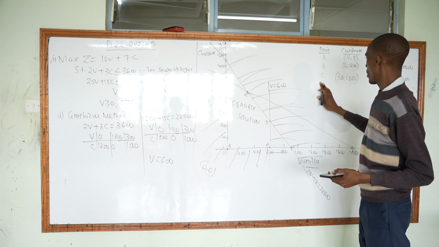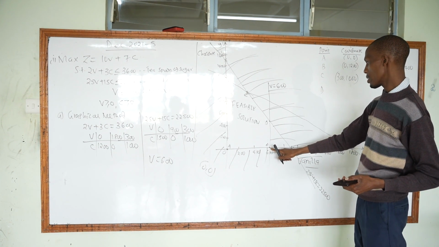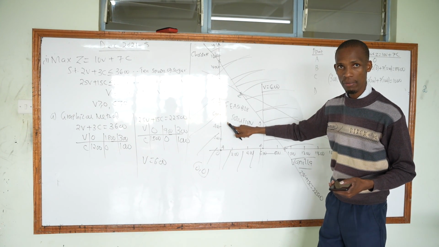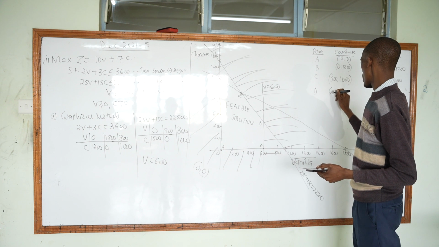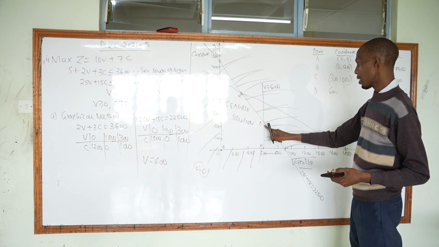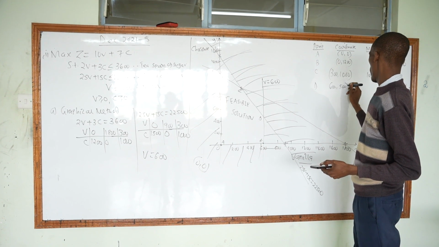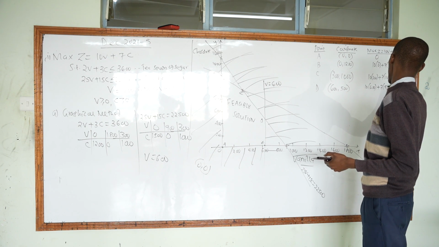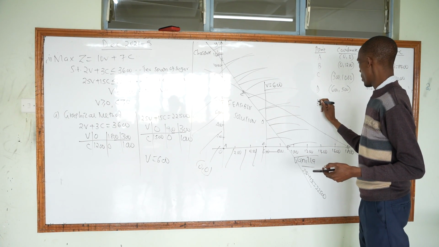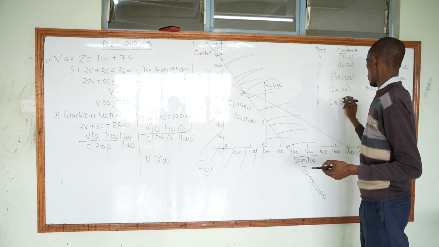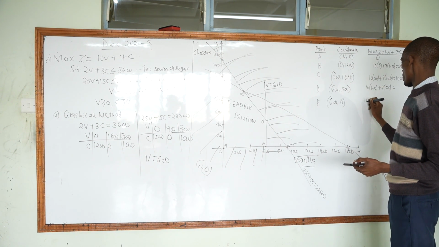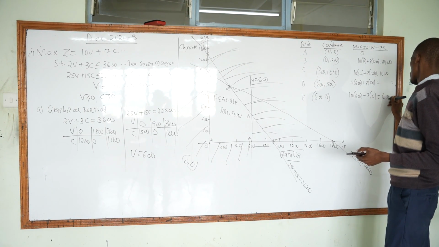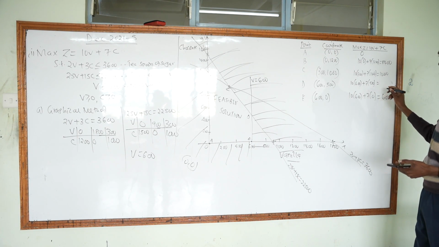Then D. The coordinate of D is 600 and 500. At least if you are using the graph, it can be more accurate. That gives 7,500. Higher than E. E is 600 and 0. So for E, we say 10 times 600 plus 7 times 0. So this one is 6,000.